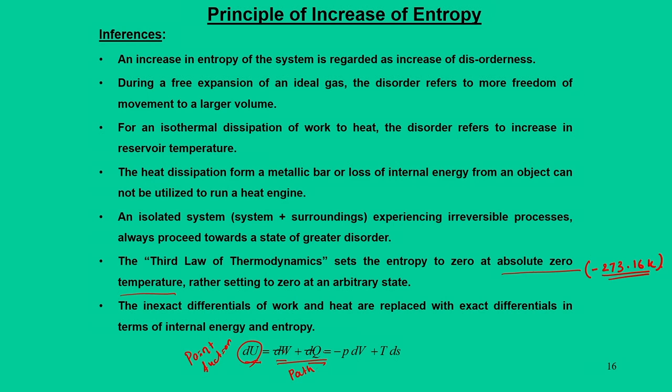That is the actual assumption that we make in the beginning, but this is not true, because these path functions or inexact differentials can be written in terms of point functions, that is PdV and TdS, where dS stands for the entropy and V stands for the volume. So, the relation of the point function always holds good here, even though the right hand side of the equations involving work and heat are path functions. So, it means that inexact differentials of work and heat are replaced with exact differentials in terms of internal energy and entropy. So, this is another significance of the entropy.